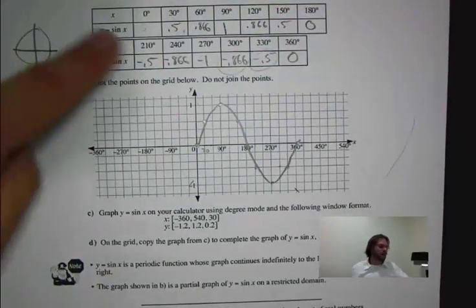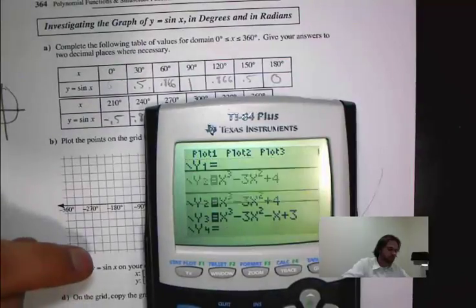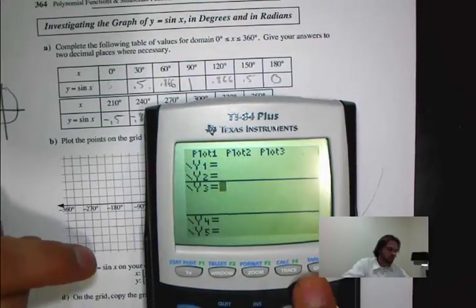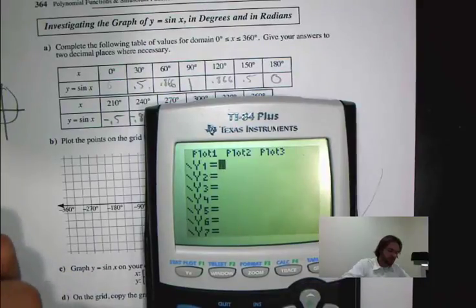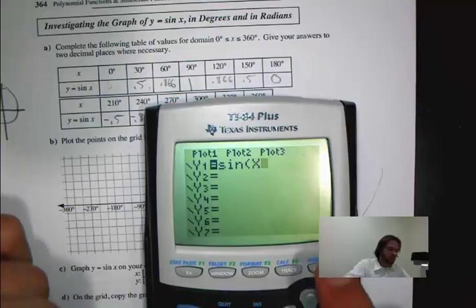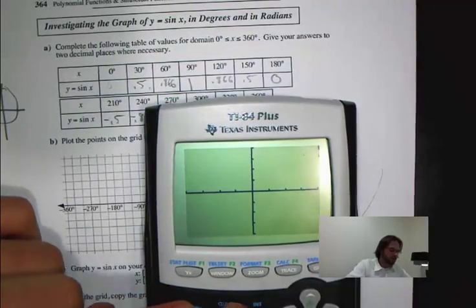Okay? If you were to graph this, sine x in your calculator, just put in sine x. We're going to get something like that, but first I have to change my window.